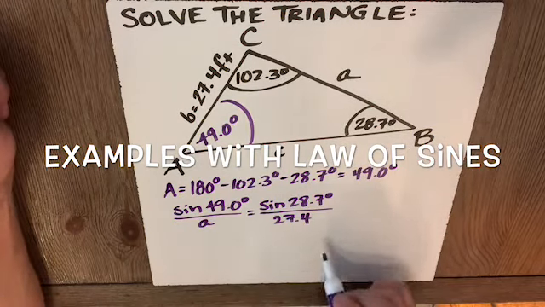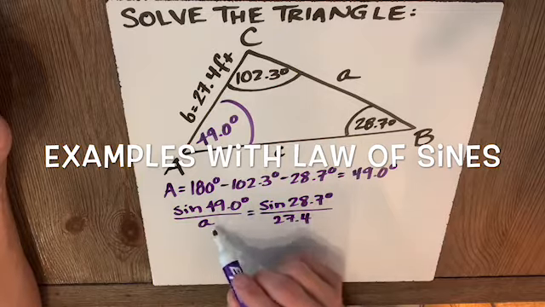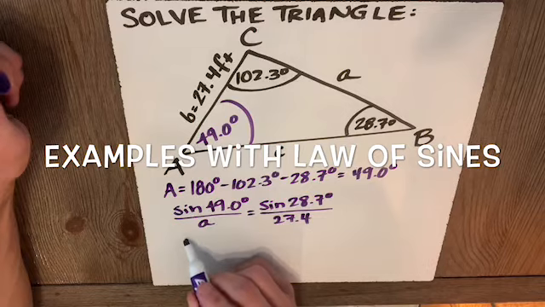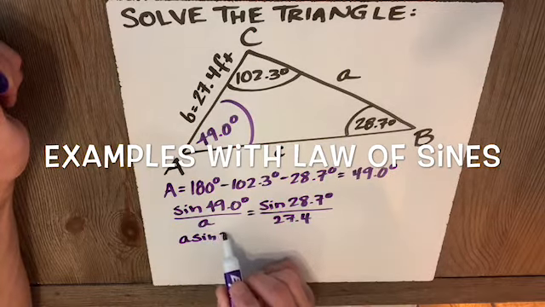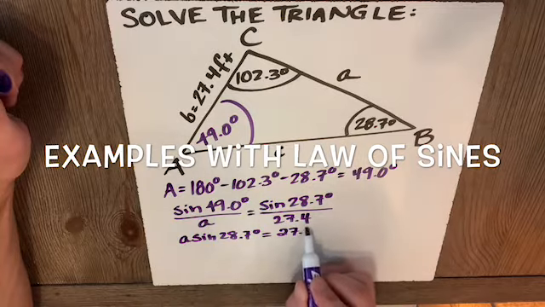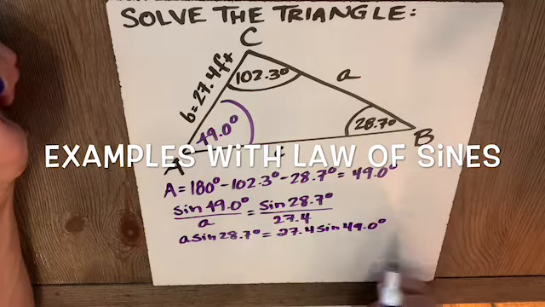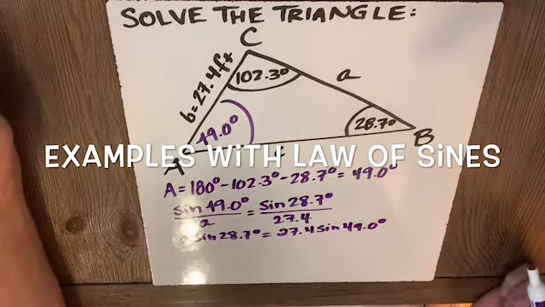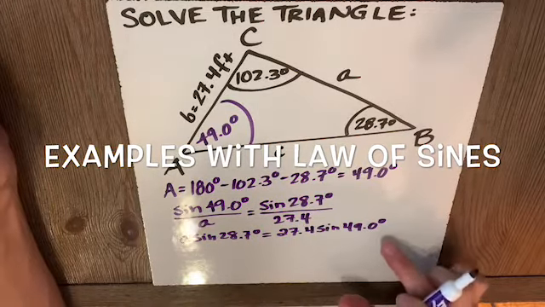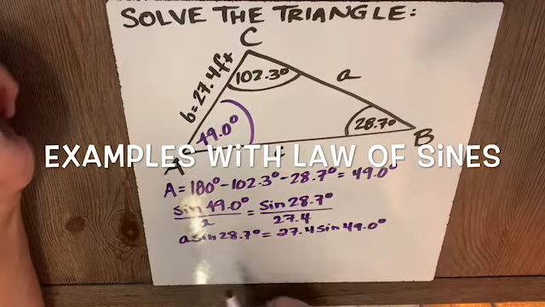Up here. So if I cross multiply, and this is the only time it's appropriate to cross multiply, when you have a fraction equal to a fraction, it's a proportion. So if I cross multiply here, I'll get A sine 28.7 degrees is equal to 27.4 sine 49 degrees. Notice I try to put the number sort of as the coefficient of sine so that I don't get confused. Sine 49.0, 27.4 doesn't make much sense to me. Now we're trying to solve for A. This is A times sine 28.7.